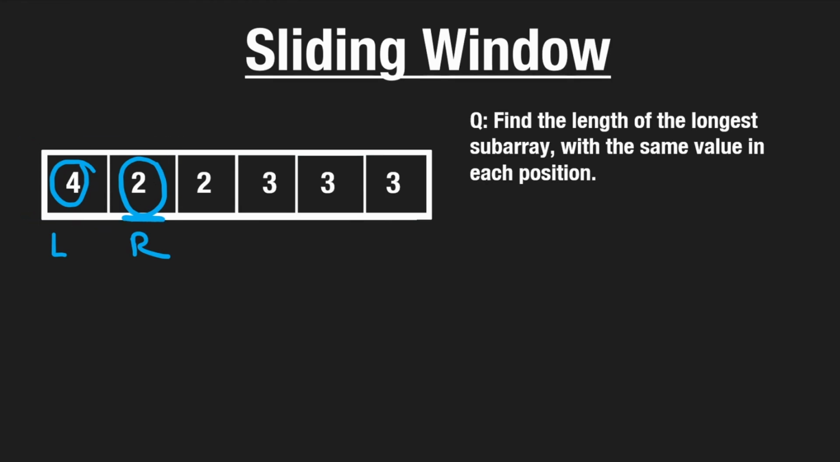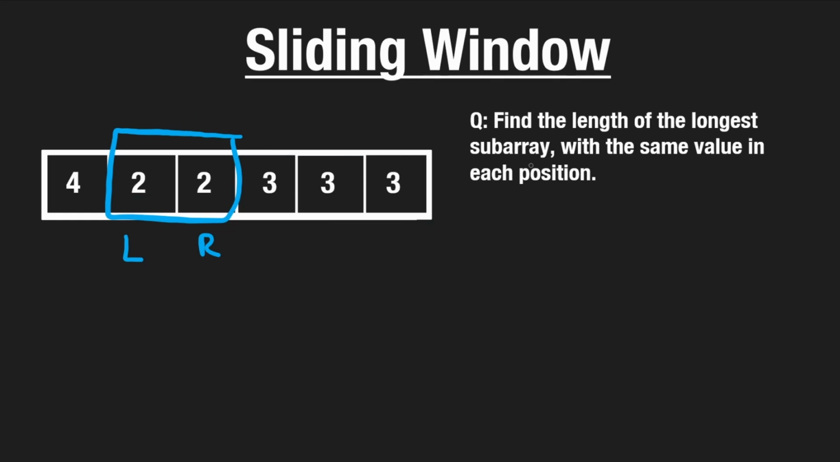So what we should do is increment our left pointer until it's equal to the same value as the one at the right pointer. In this case, we only have to increment the left pointer once because then it'll be at the same position as the right pointer. And of course, then they are the same value. And then we would increment our right pointer again. And now it's here. It's the same value as the one at the left pointer. So this is a valid window.